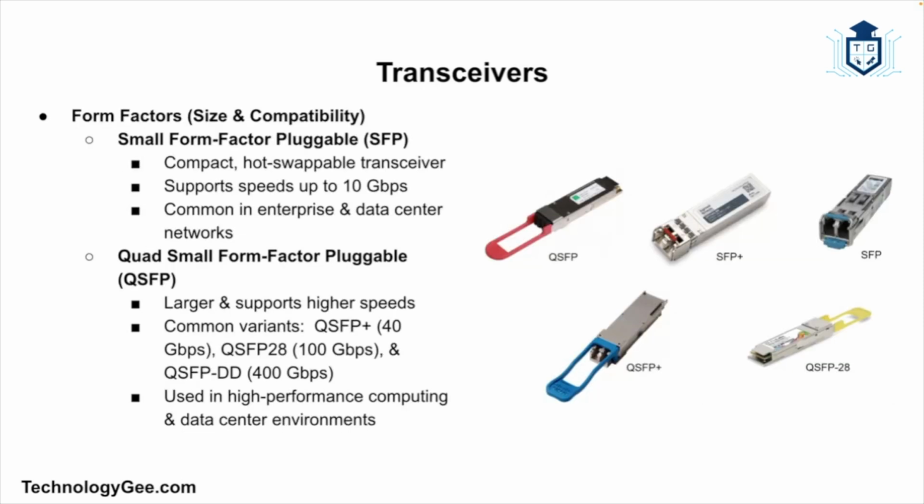All right, so let's quickly talk about some transceiver form factors. Transceivers come in different form factors, providing flexibility for network devices. You have what is called an SFP, or small form factor pluggable. This is compact and hot swappable, and SFP transceivers support speeds up to 10 gigabits per second. And then you have the QSFP, or quad SFP, which is a larger variant of SFP. The QSFP transceiver supports higher speeds, including 40 gigabits per second and 100 gigabits per second.